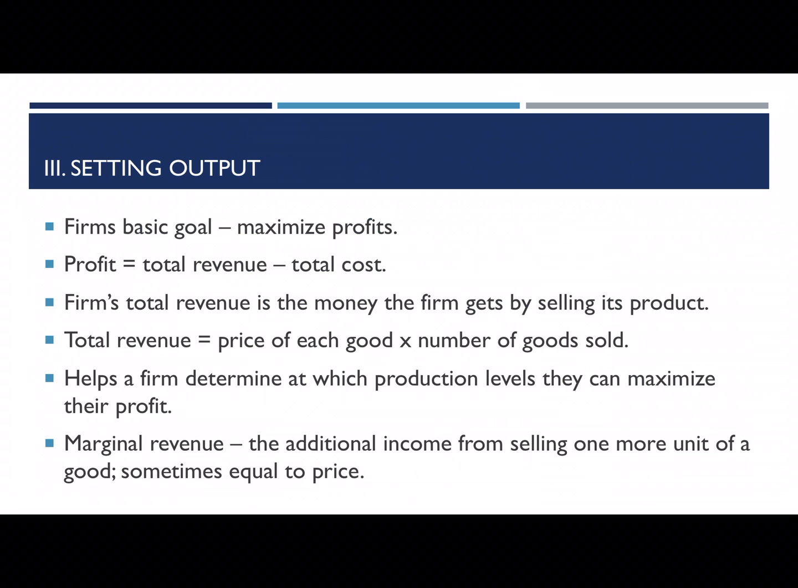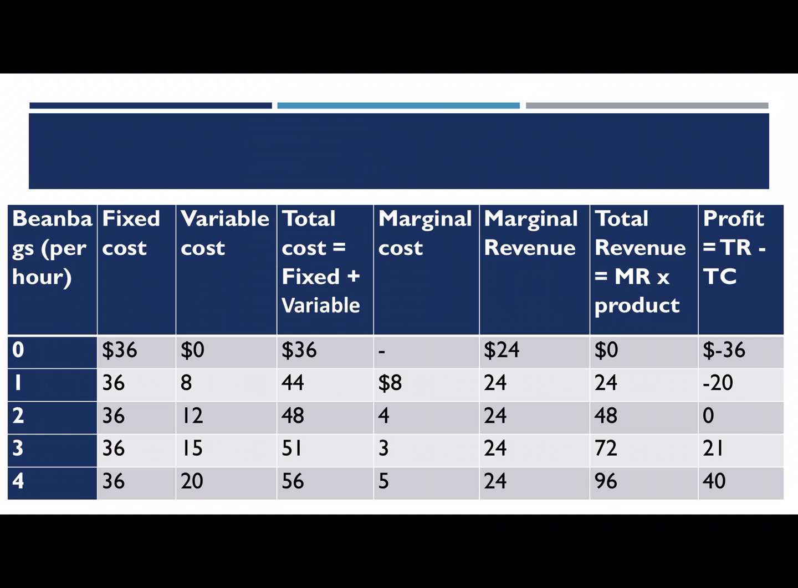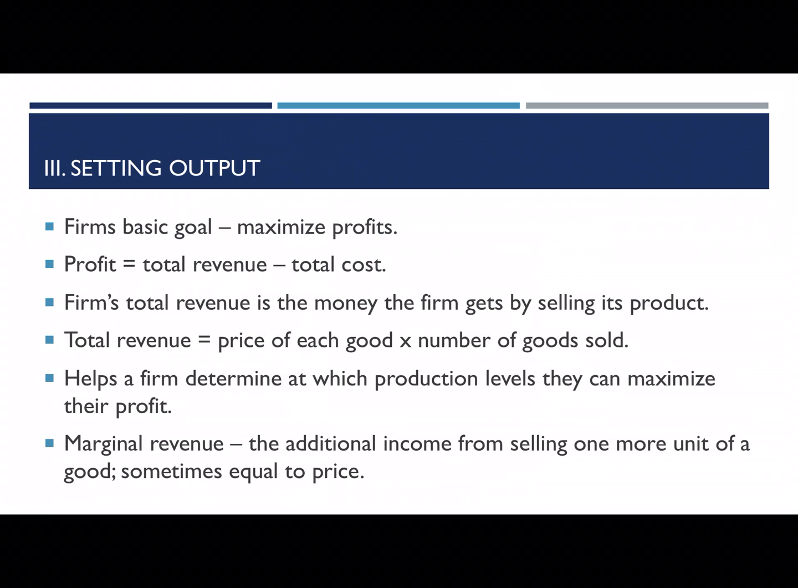Total revenue is the price of each good. So if we're going to say, for example, we sell the beanbags at $24 per beanbag. Marginal revenue is pretty much always, and for our examples, in real world, it's not always equal to price, but for our purposes, marginal revenue will always be equal to the price of the beanbags. So we sell them at $24 per beanbag. So total revenue is the marginal revenue, or the price of each good, times number of goods sold. So if we sell 1 beanbag, it's $24 for our total revenue. If we sell 2, it's $48.